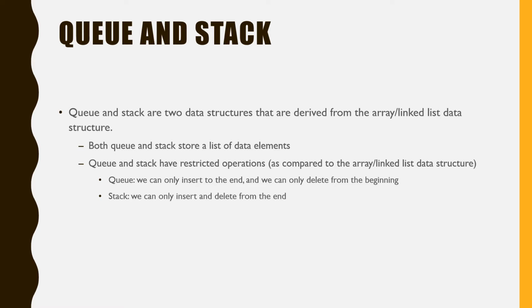Specifically, queue only expects the access of the very first element. It also only allows for data being inserted at the end and deleted from the beginning of the list. For stack, it only expects the access of the very last element, and it only allows for data being inserted and deleted from the end.